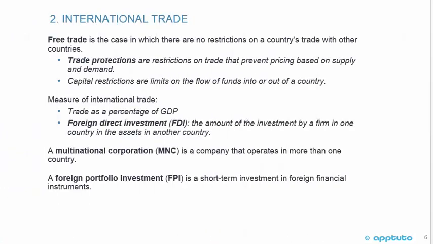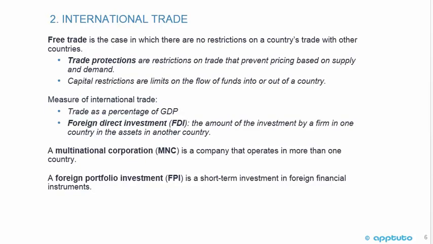Free trade is the case in which there are no restrictions on a country's trade with other countries. Trade protections are restrictions on trade that prevent pricing based on supply and demand. And capital restrictions are limits on the flow of funds into or out of a country. Some measures of international trade. Trade as a percentage of GDP.